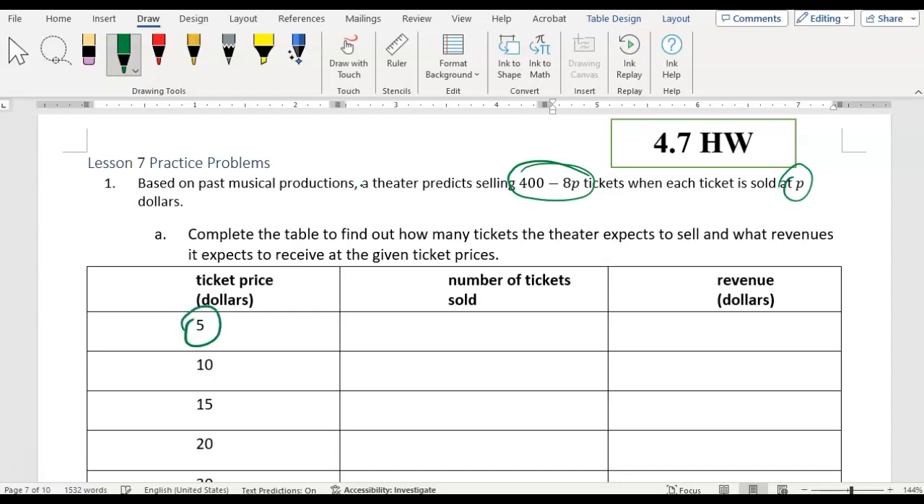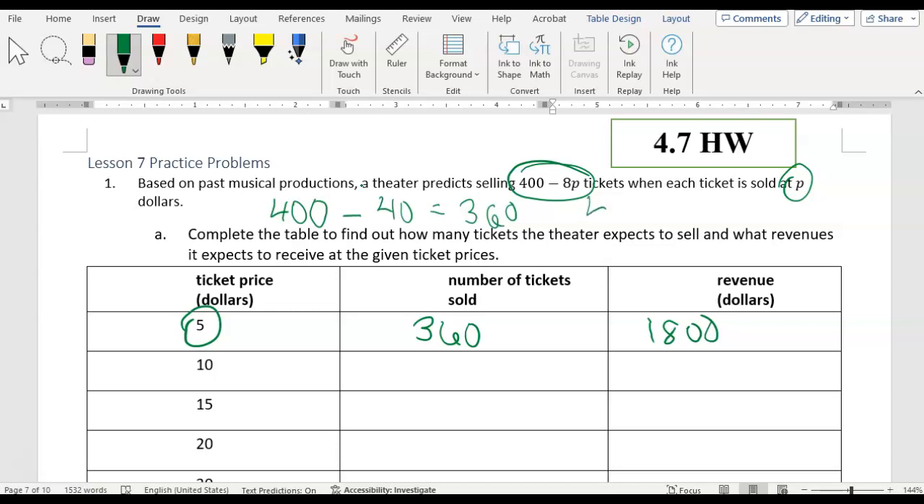So if the ticket price is $5, they would sell 400 minus 8 times 5, which is 40, which would give us 360 tickets. So at $5 a ticket, they can sell 360. And so that would be 5 times 360, which is 1,800. All right, so then you'll do the same thing for 10.